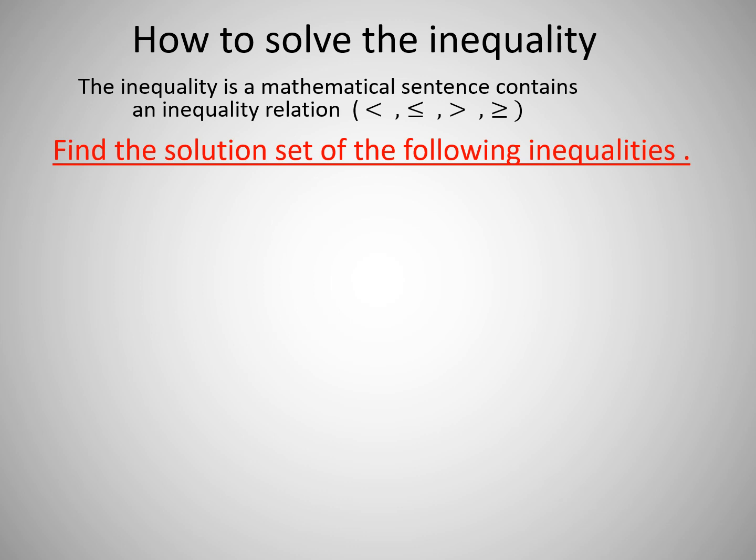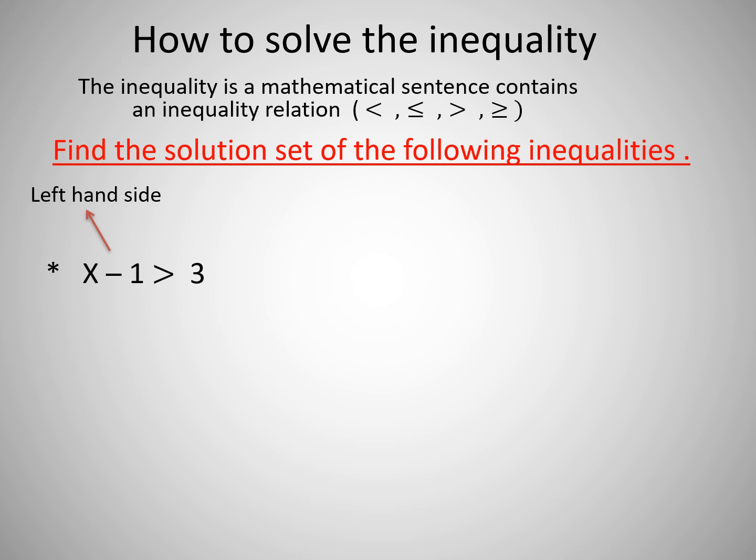Find the solution set of the following inequalities. x - 1 > 3. By the same way of solving equations, we will solve this inequality. We have now two sides. Left hand side is x - 1 and right hand side is 3. The relation between them is greater than, but in the equation the relation between them was equal.